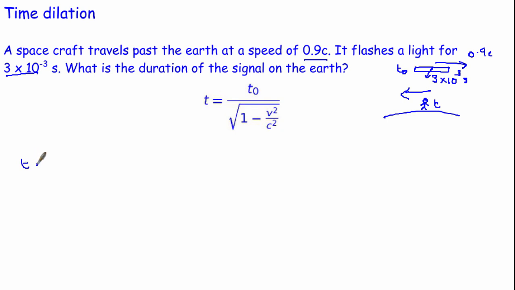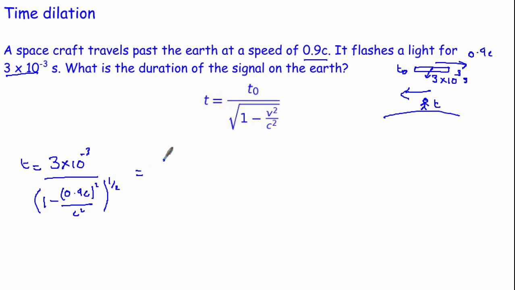So we've got t is equal to t naught, so 3 times 10 to the minus 3 seconds, over, I'll write it slightly differently, 1 minus, well, the velocity of the Earth relative to the spaceship is exactly the same as the velocity of the spaceship relative to the Earth, so 0.9 c all squared, divided by the speed of light squared, and that's square rooted, so to the power of a half.